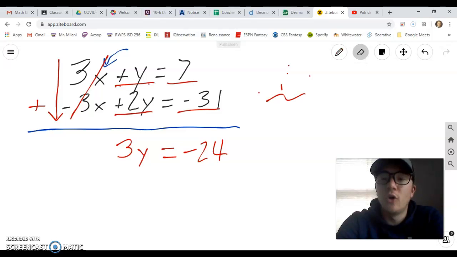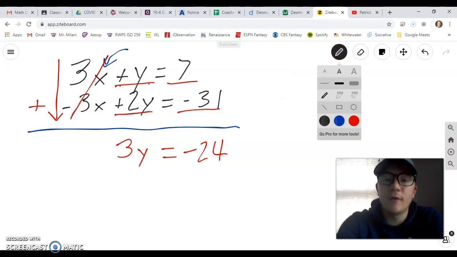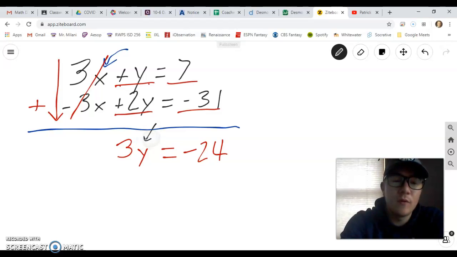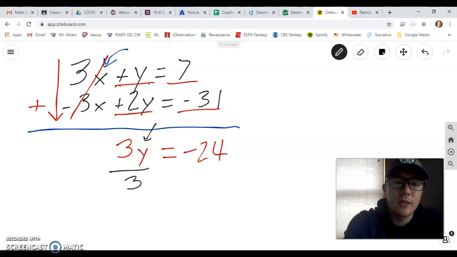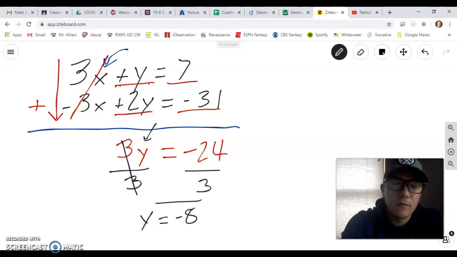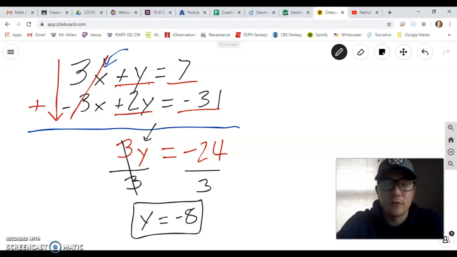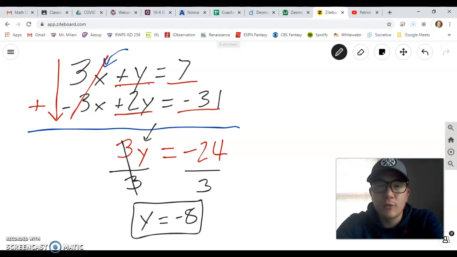Okay, so our elimination step is done. You are left now with just one variable, and you're ready to solve for it. Only thing you have to do here is divide by 3 to get your y alone. Divide by 3, and your y equals negative 8. And you already have one of your variables.